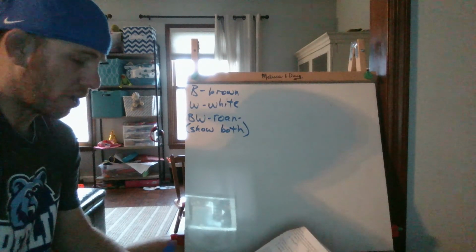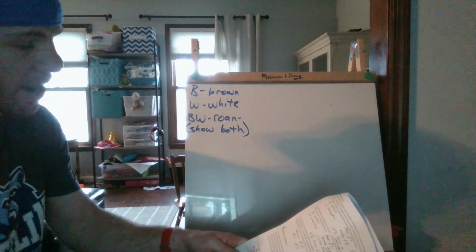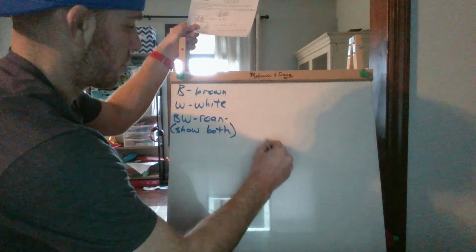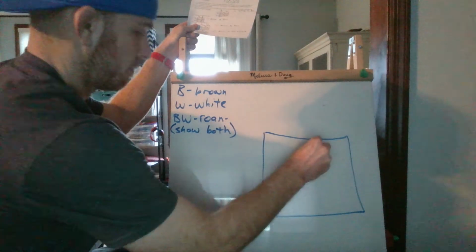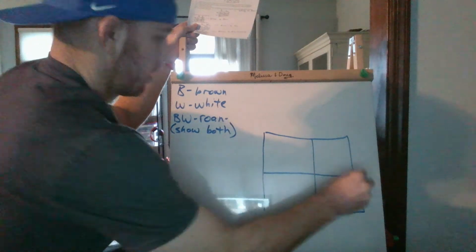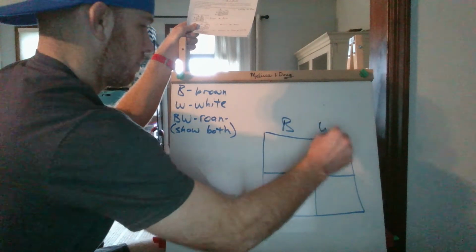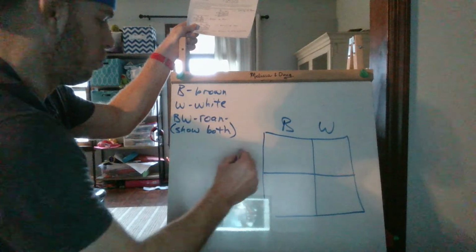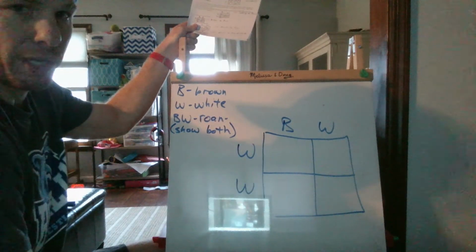So for each of the following, do a Punnett square. I'm going to do a couple for you. Let's look at the first one, a roan cow and a white bull. So set up my Punnett square. The roan cow is going to be BW. Okay, it has both brown and white hair. The white bull, the only way it can be white is two capital W's.